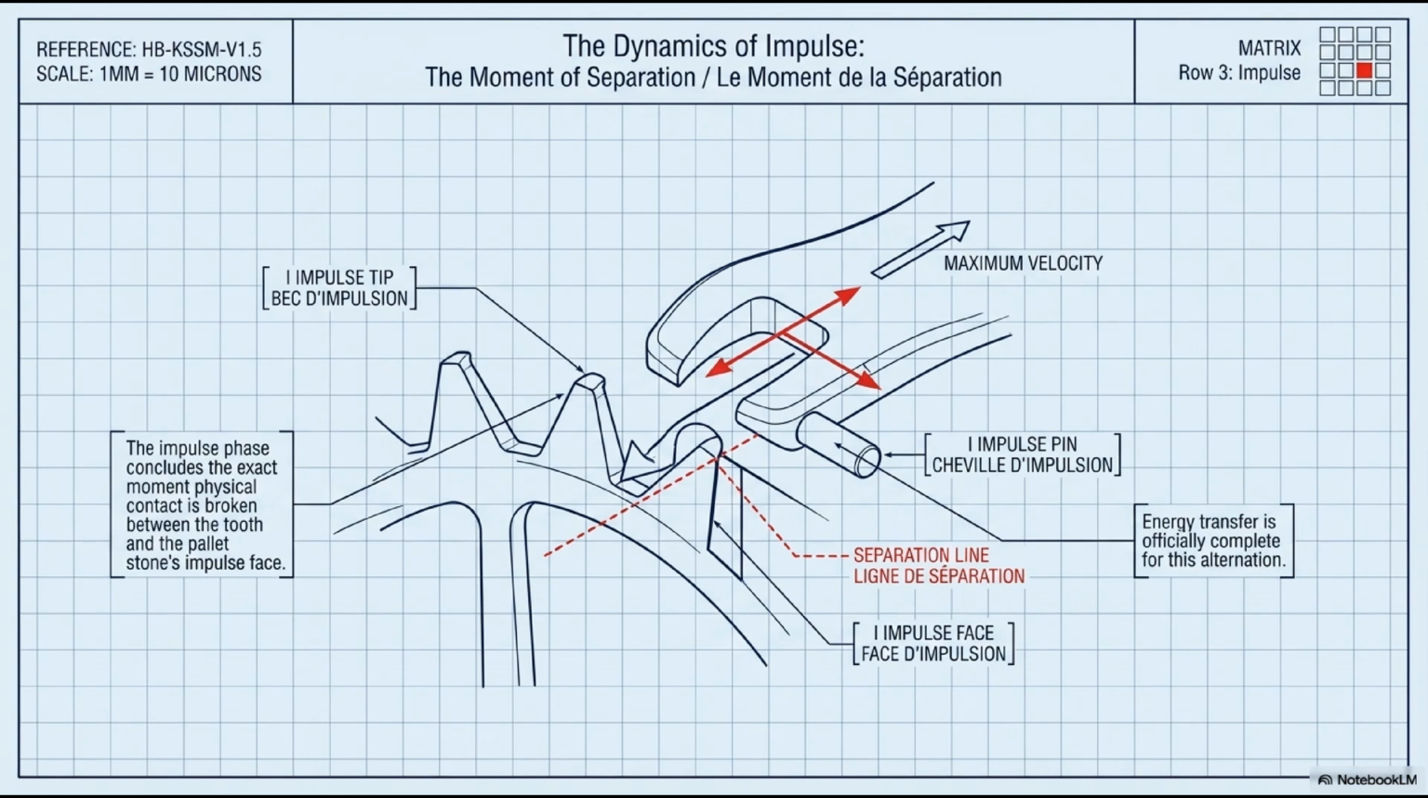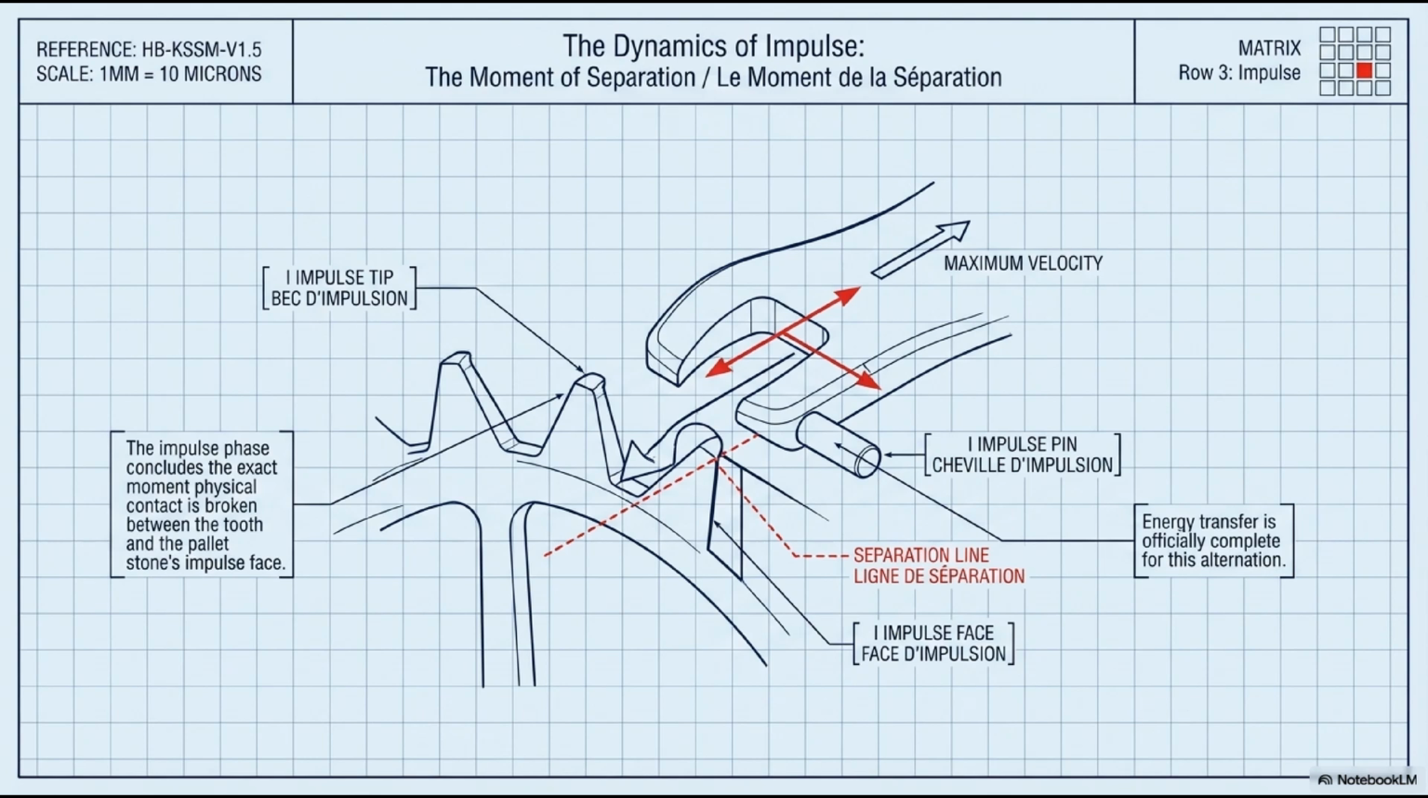All the energy the fork can deliver has been delivered. The transfer is complete. The balance wheel is now free. It enters the upward supplementary arc carrying maximum kinetic energy, which converts to potential energy in the hairspring as the balance decelerates, then back to kinetic energy on the return.